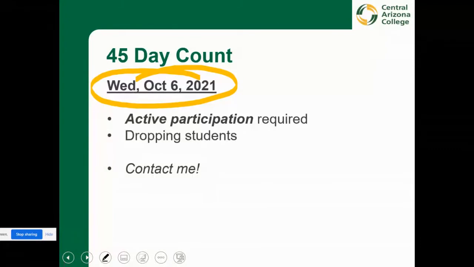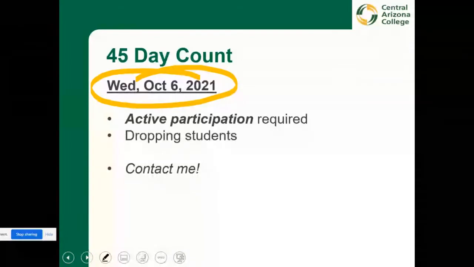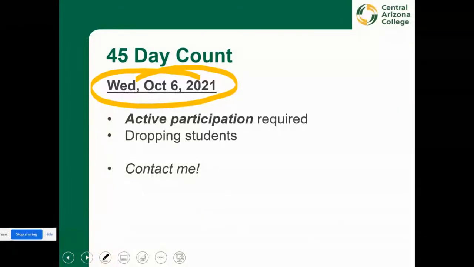So that's all I can think of to say about the 45-day count. Do we have any questions about that? If you're taking part in class, things are going well, and you're getting points populating on your grade record, it really requires no action on your behalf. You're doing well if you're seeing grades coming through.